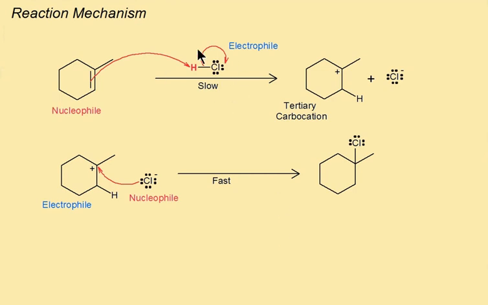The first step is always the slower of the two steps because we're producing that high energy carbocation intermediate, and it's therefore the rate determining step. While the second step, making a low energy, more stable product, is a relatively fast step.